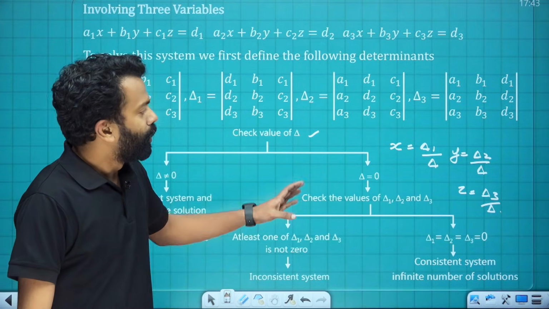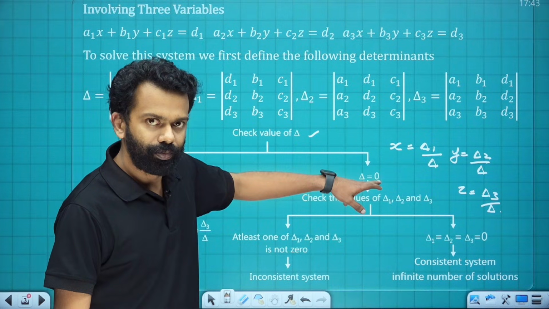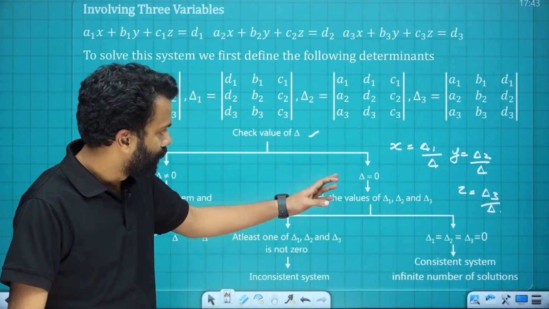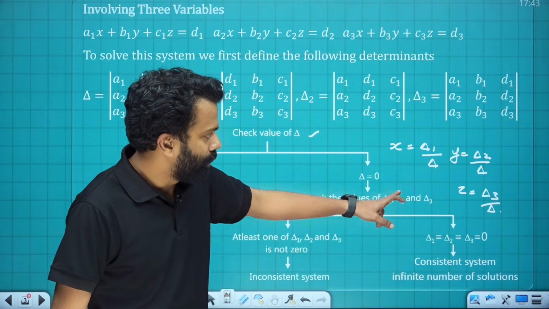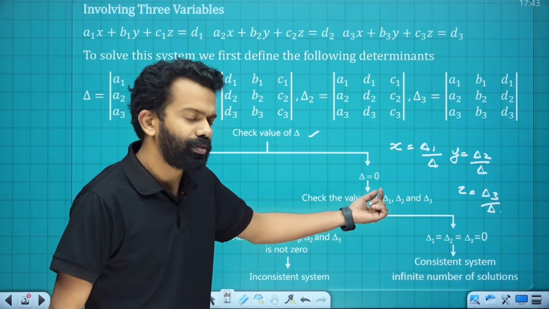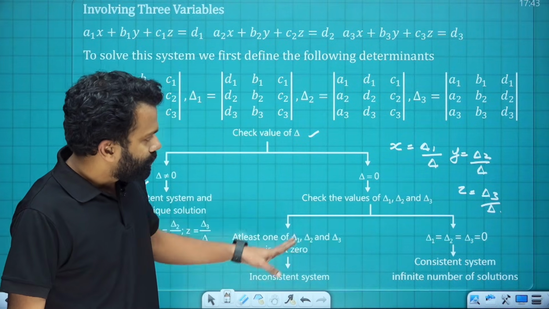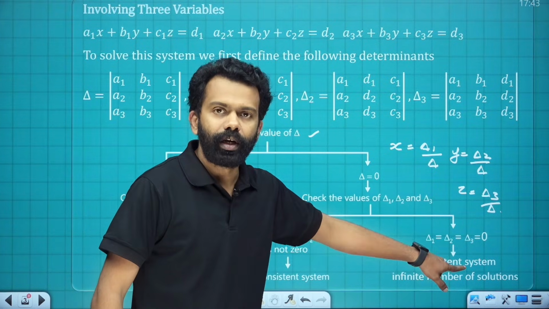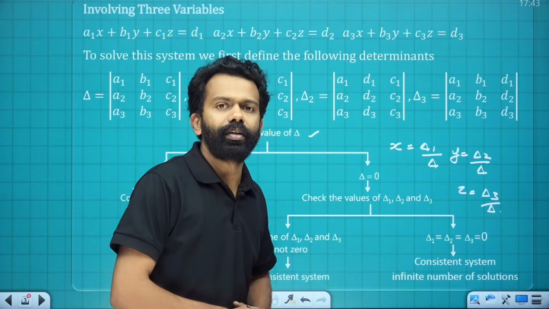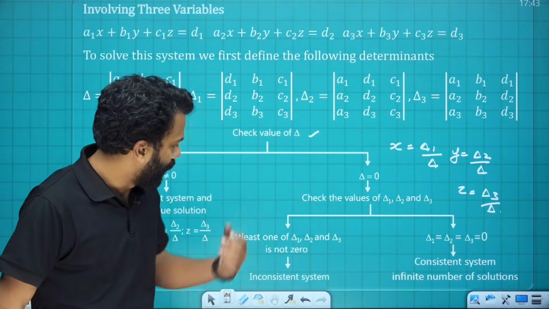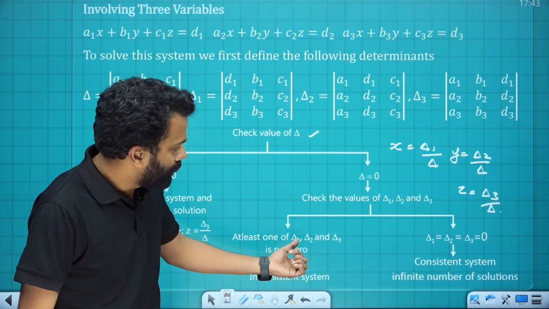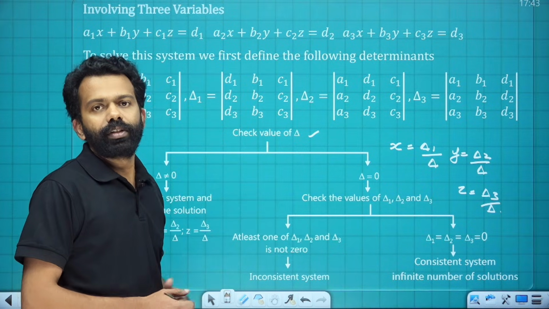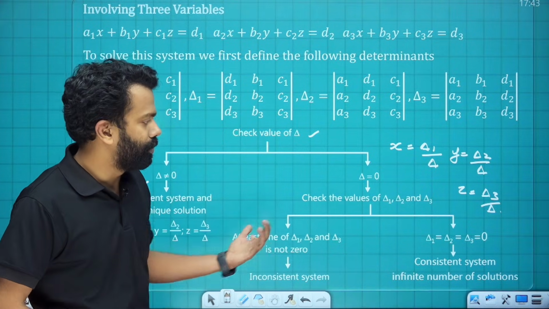Okay, and in most cases the determinant will be 0. The coefficient determinant will be 0, and if it is 0, there are two sub-cases. We need to find the values of delta 1, delta 2 and delta 3. In most cases either one of the values will be sufficient. If all of delta 1, delta 2, delta 3 are 0, then also the equation is consistent, but the equation will have an infinite number of solutions. I hope it's clear. And if at least one of delta 1, delta 2, delta 3 is not 0, then the equation is inconsistent. Inconsistent means the equations will have no solutions.